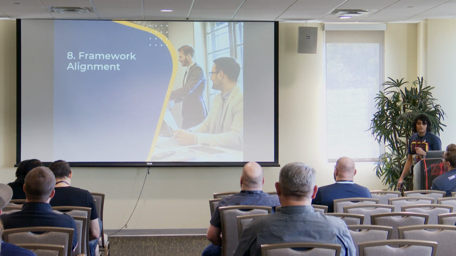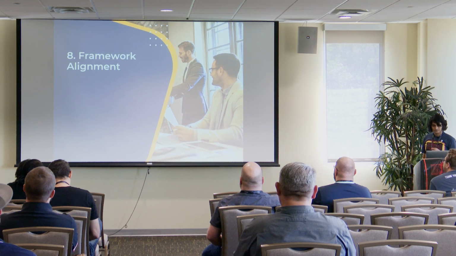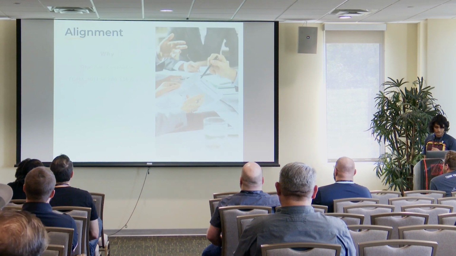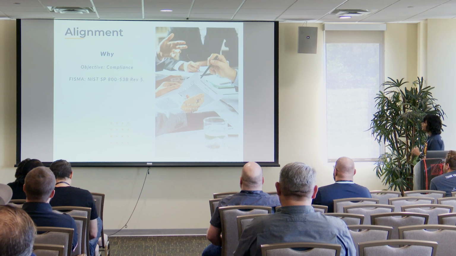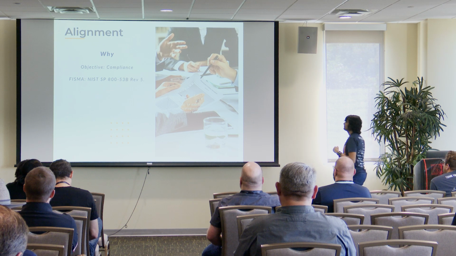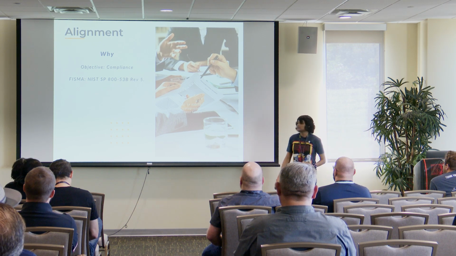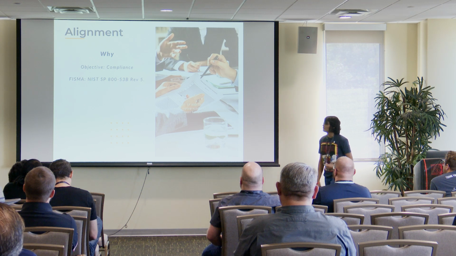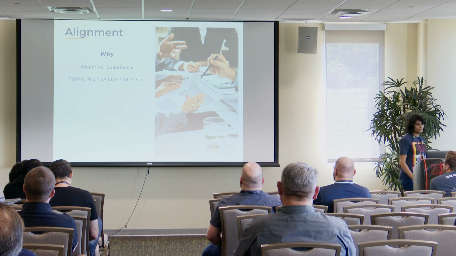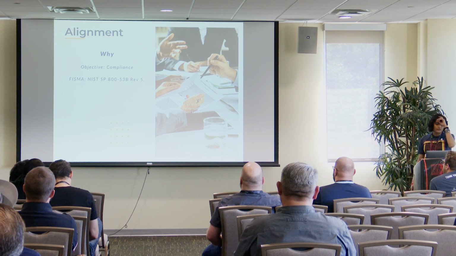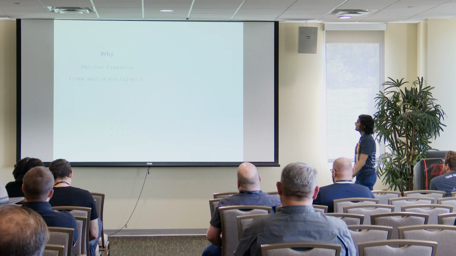Now, let's talk about framework alignment. Why would we want to align different frameworks? In this case, for example, we can align them for the reasons of compliance. So let's say we want to be compliant for FISMA purposes, and we are using NIST 800-53B Rev 5 for that purpose. So how would we align it?